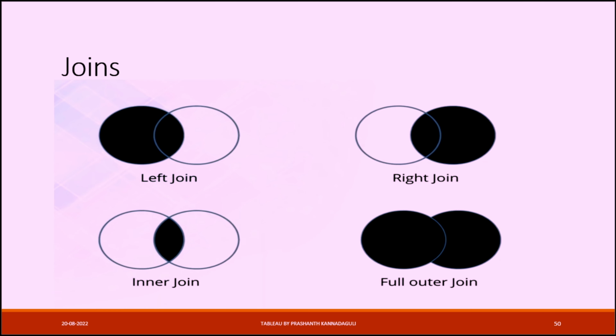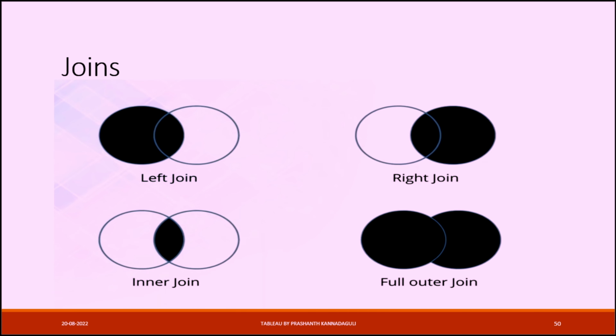You can see whatever is in the dark color is the result. So left join takes the common part between A and B and complete A, whatever is there in A. Right join does the same thing for the right side table. Whatever is common between A and B will be used, plus every element in B is also retained. That's what we call the right join.